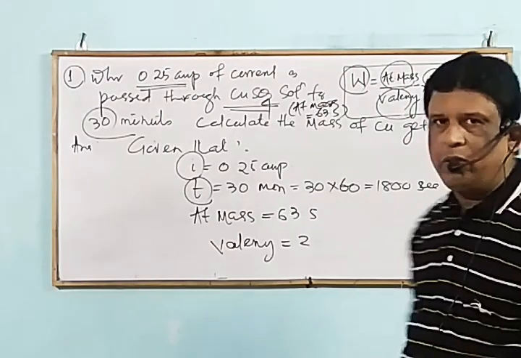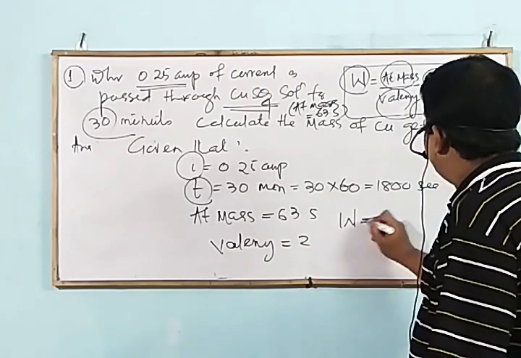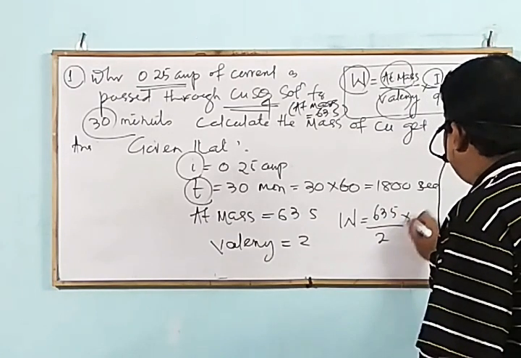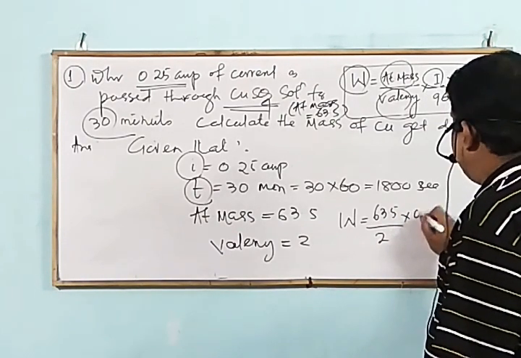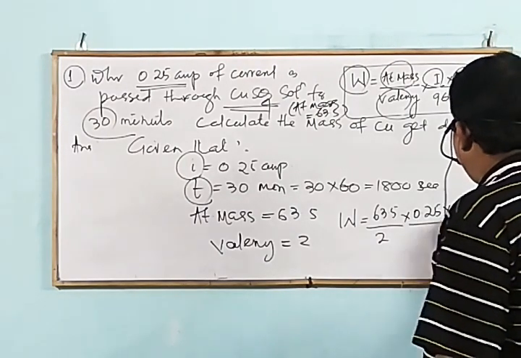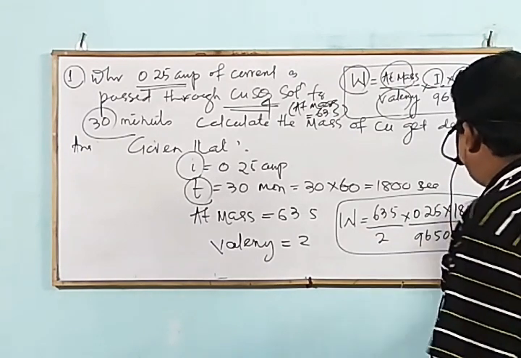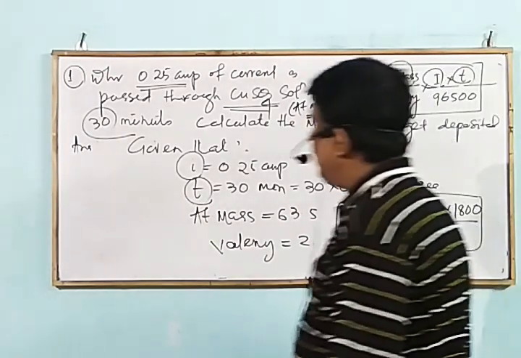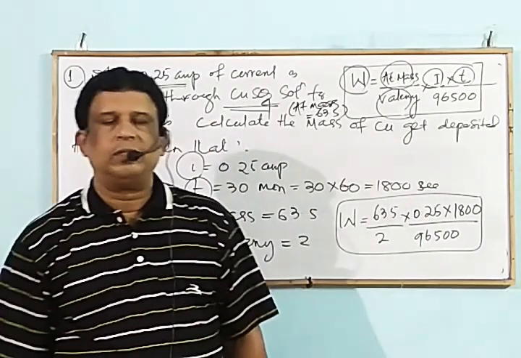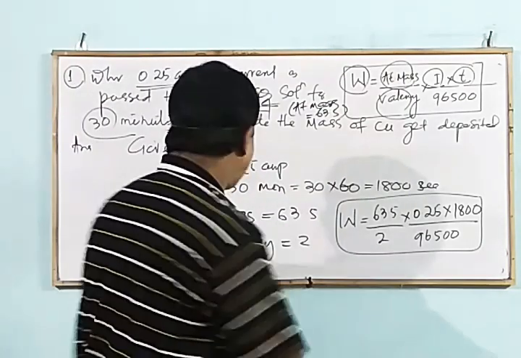Can we calculate W? Very simple. Putting this formula, W is equal to 63.5 by 2 into 0.25 into 1800 by 96500. By solving this, the mass of copper deposited during electrolysis can be calculated. Move to another type of problem. Mark that.